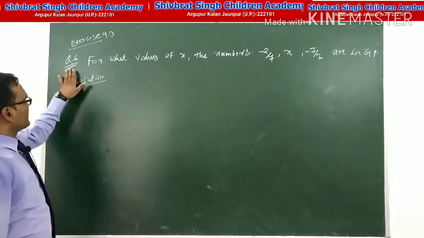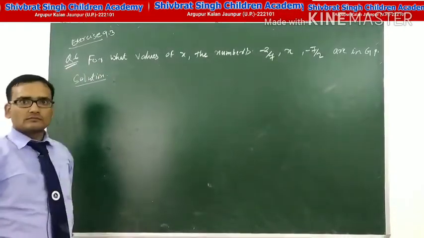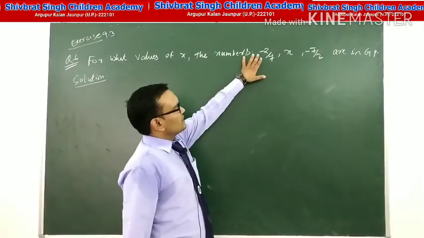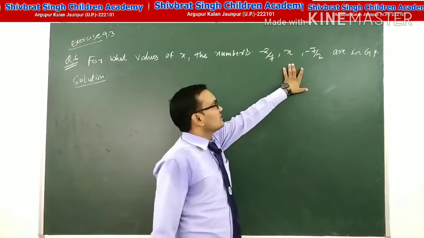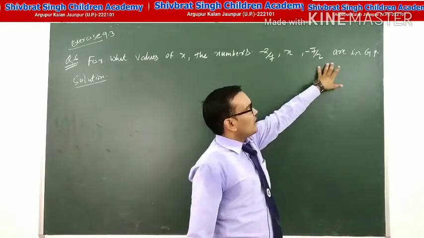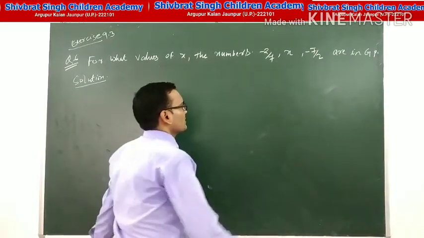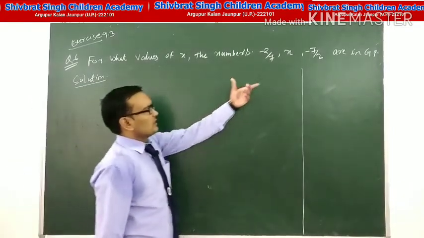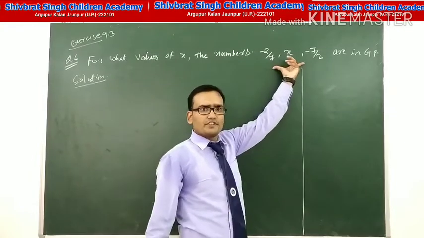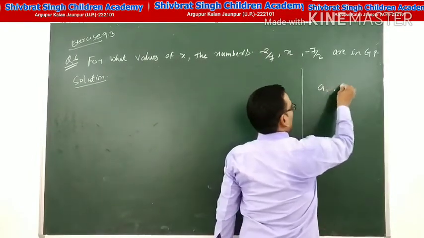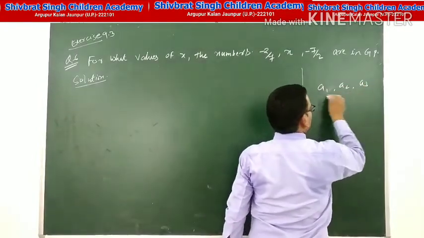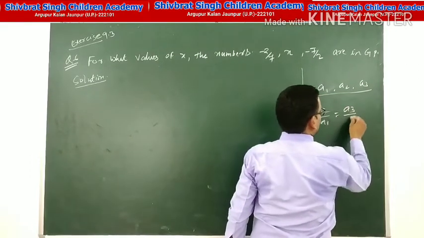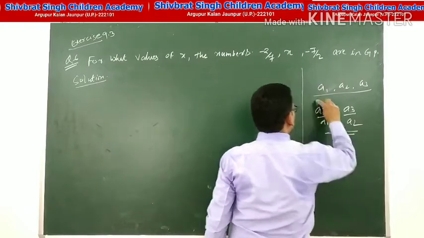Question number 6: for what values of x are the numbers -2/7, x, -7/2 in GP? That means if a1, a2, a3 are in GP, then a2 upon a1 equals a3 upon a2. The common ratios are equal.